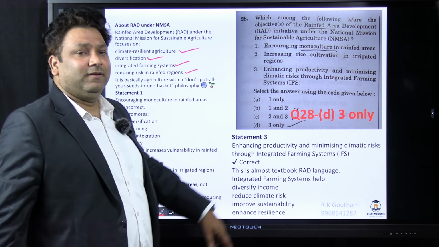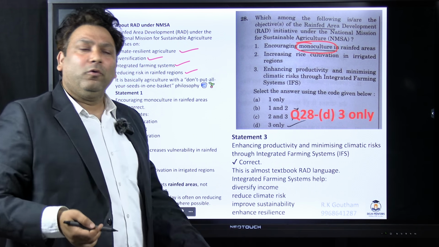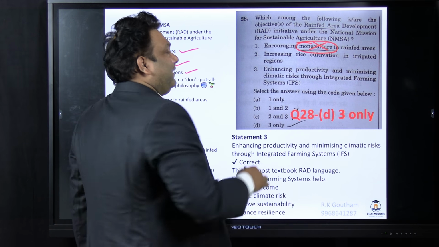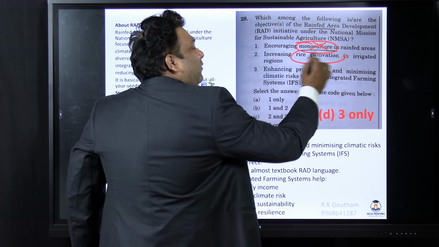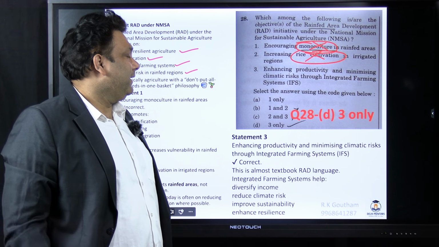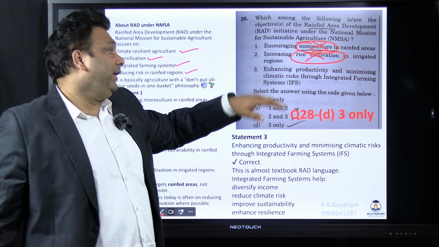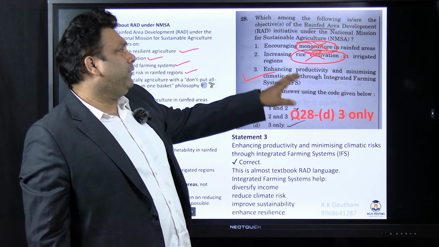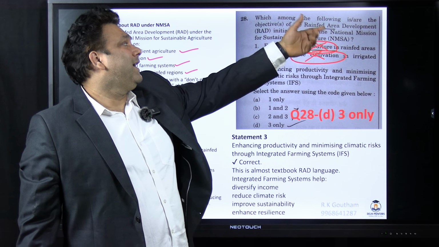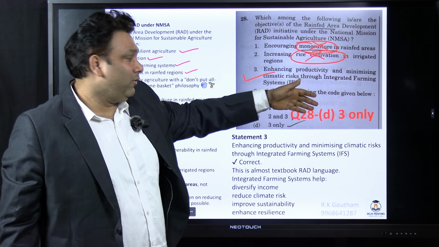Now look at the question. So encouraging monoculture, you are diversifying, so monoculture will be wrong. See, rice will be consuming a lot of water. Rice you will not encourage at all. So enhancing the productivity and minimizing the climate risk through integrated farming. So this is right. In fact, even if you don't have that much knowledge, if you just see the word Rainfed here, then you'll be able to answer this.